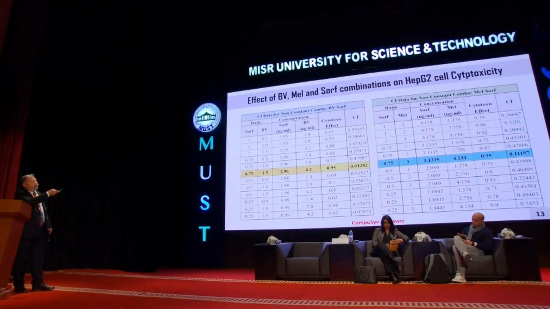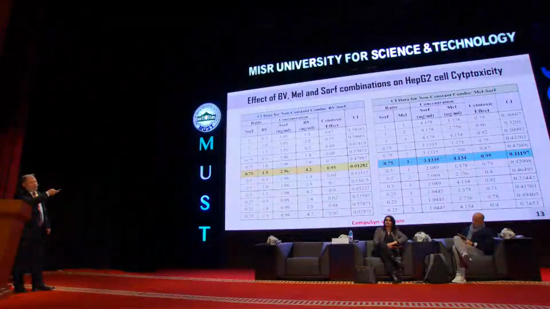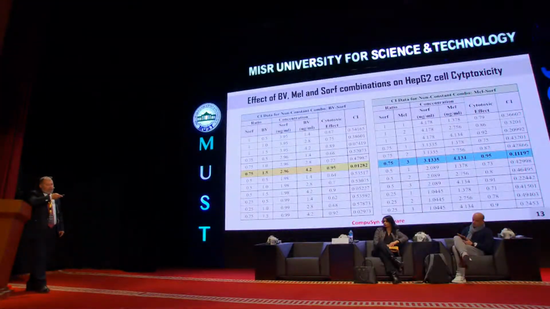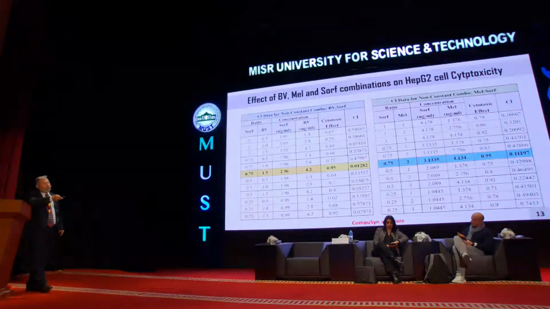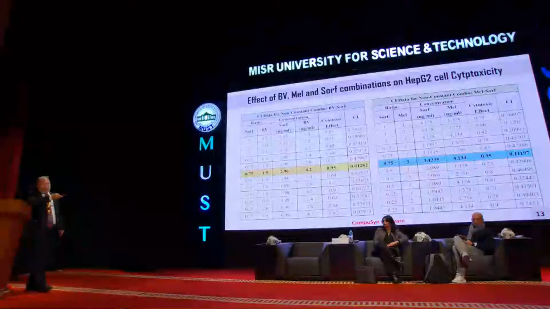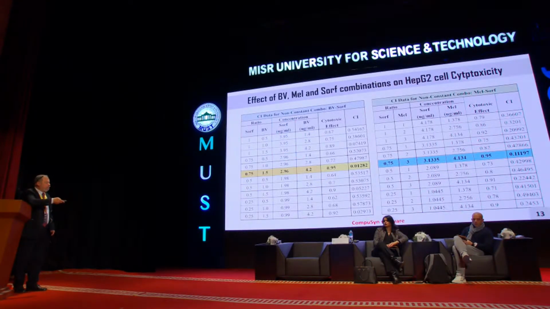On the other hand, this is a combination of melittin with sorafenib, and we chose this combination, which contains also the least amount of sorafenib, 0.75. This 3/4 of the value of the IC50 was combined with 3 times the IC50 of melittin, and we also get the same combination index, which is less than 1, which means that there is a synergistic effect.